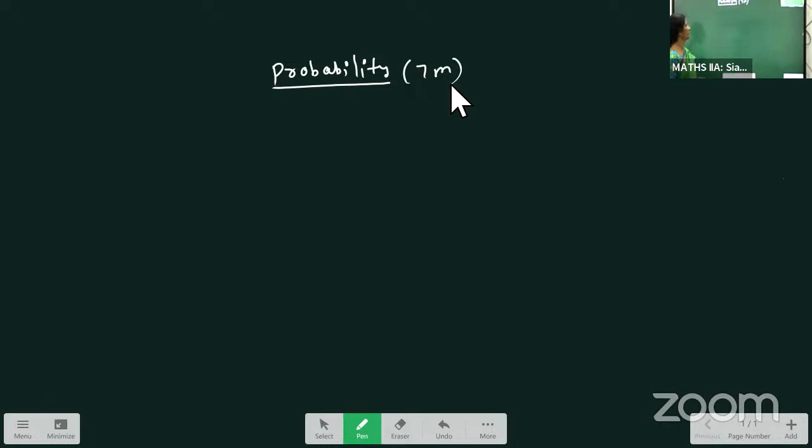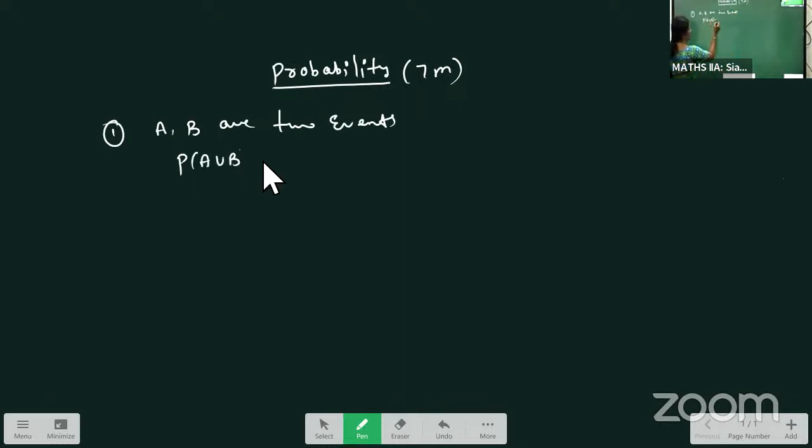First, before going to discuss the question, let me give some formulas on probability. There are a few formulas. The formula goes like this. If A, B are two events, then P of A union B is equal to P of A plus P of B minus P of A intersection B. This is the first formula. By using this, we derive the addition theorem also.